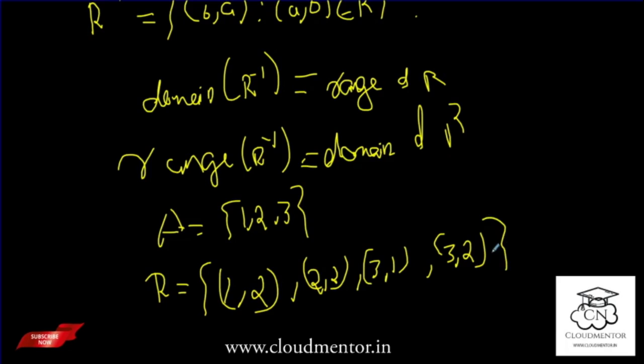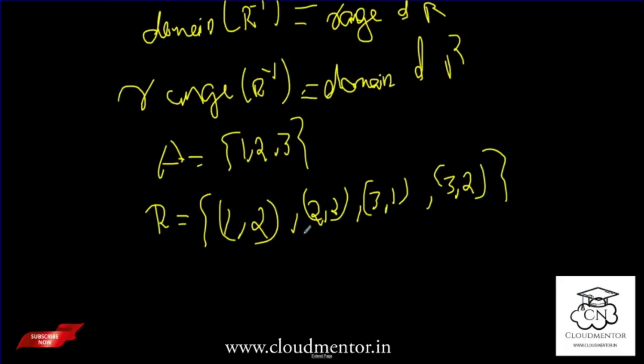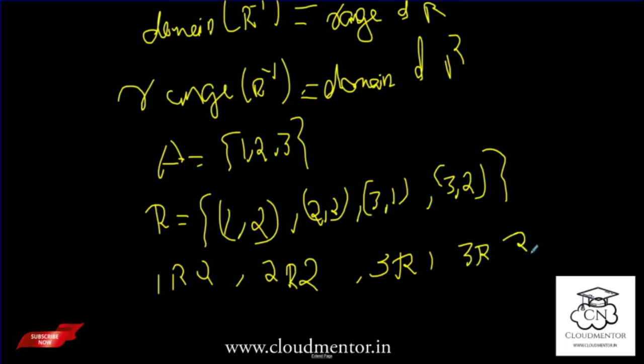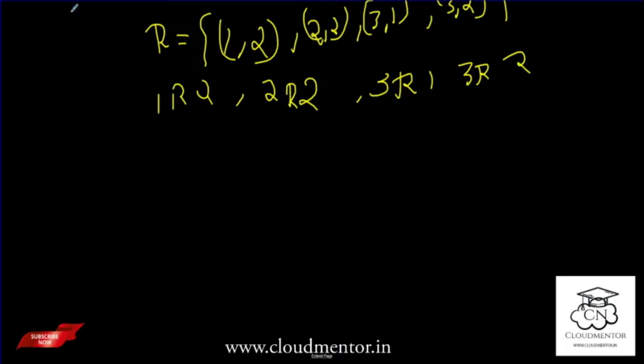R being a subset of A cross A, it is a relation on A. And clearly 1 is related to 2, 2 is related to 2, 3 is related to 1, and 3 is related to 2. So the domain of R.